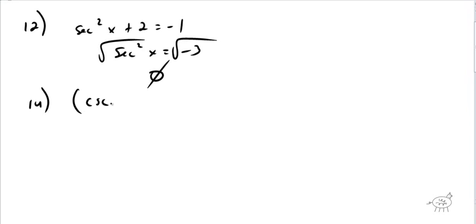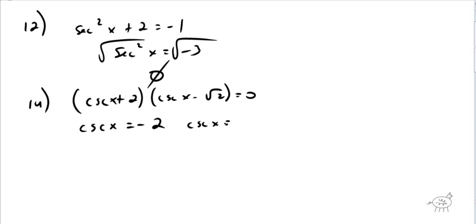This is actually factored for us already. So we just set each of those equal to 0. Cosecant of x equals -2, and cosecant of x equals √2. Again, I'm not very good with that, so I'm just going to change this into sine of x equals -1/2, and sine of x equals, if I flip it over, √2 over 2. Makes it a lot easier.